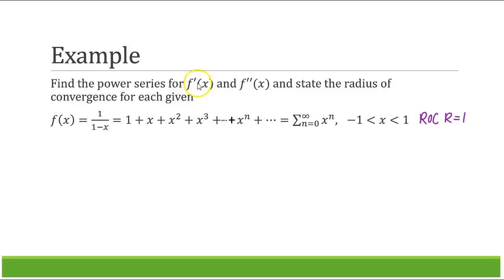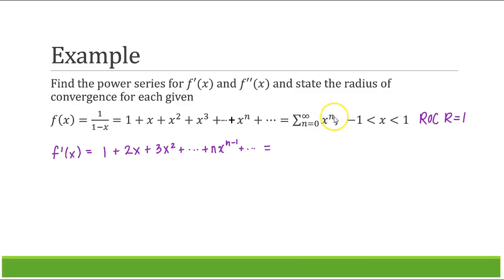So we want to find the power series for f prime of x. So here, f prime of x would be equal to taking the derivative term by term for the given power series. So the derivative of 1, a constant, is 0. So when we take derivatives, we're losing that first constant term. The derivative of x is 1, and then we have 2x plus 3x squared plus ... plus the derivative of x to the n, which is nx to the n minus 1. So we're doing the power rule there.